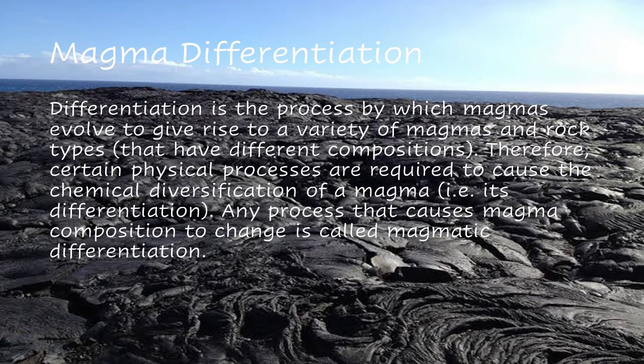Magma differentiation. Differentiation is the process by which magmas evolve to give rise to a variety of magmas and rock types. Therefore, certain physical processes are required to cause the chemical diversification of a magma. Any process that causes magma composition to change is called magmatic differentiation.